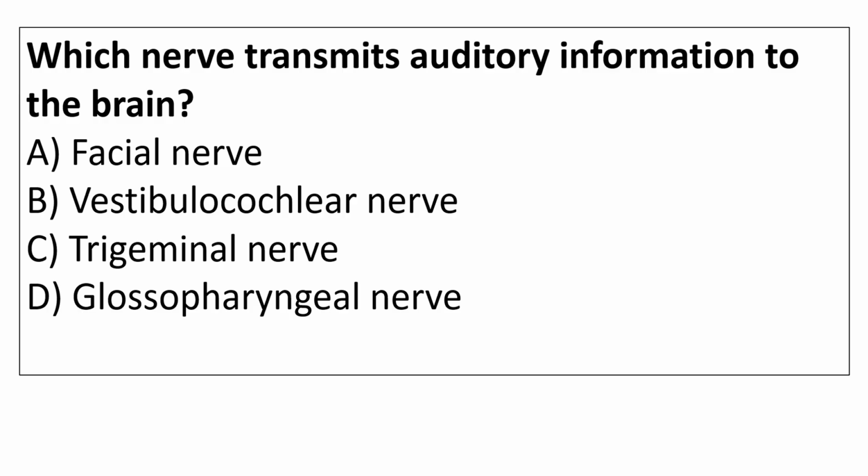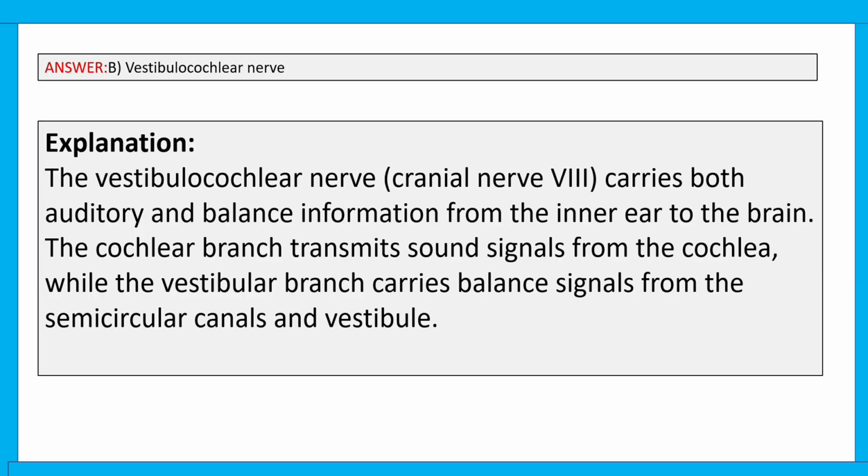Which nerve transmits auditory information to the brain? Option A, facial nerve. Option B, vestibulocochlear nerve. Option C, trigeminal nerve. Option D, glossopharyngeal nerve. The right answer is vestibulocochlear nerve.